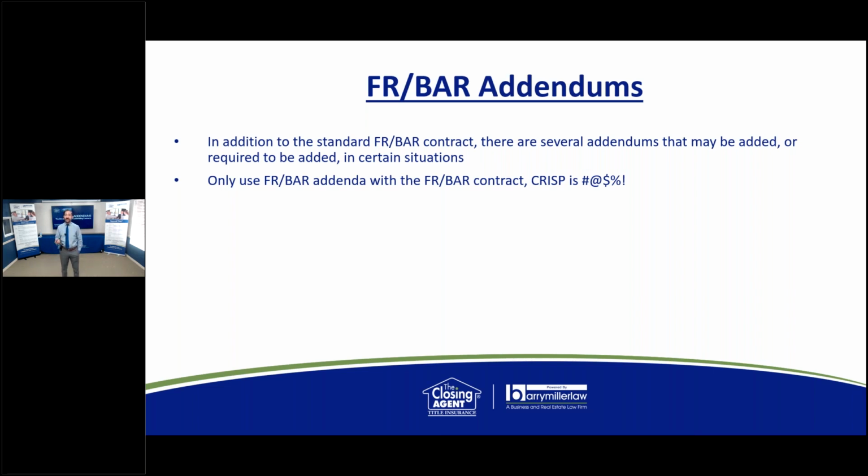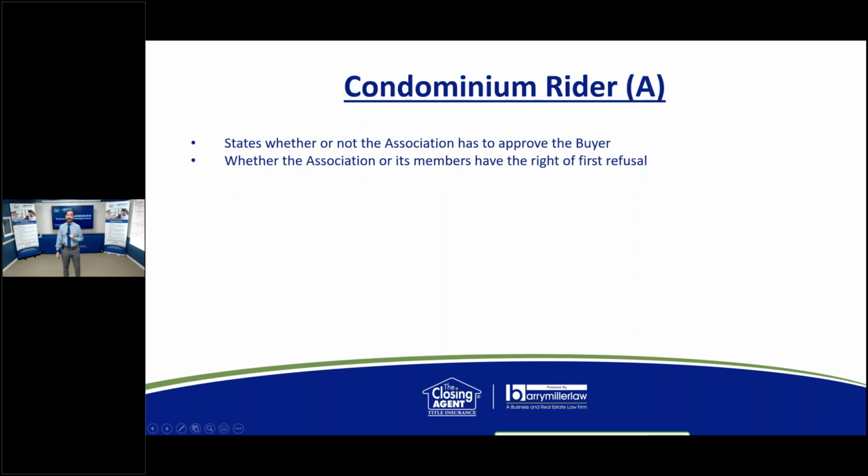So the addendums, as we said, the standard FAR-BAR addendums, use only the FAR-BAR addendums. Be careful. Do not use the CRISP, because you guys have heard me say a million times, CRISP is crap. The CRISP addendum is no good. I see a lot of times they'll use the HOA addendum from CRISP with the FAR-BAR contract. This conflicts because the CRISP addendums refer to paragraphs in the CRISP contract. And if you refer to those paragraph numbers while using a FAR-BAR, it will make no sense. So be very careful when you do that, because it can cause lots of angst and lots of problems.